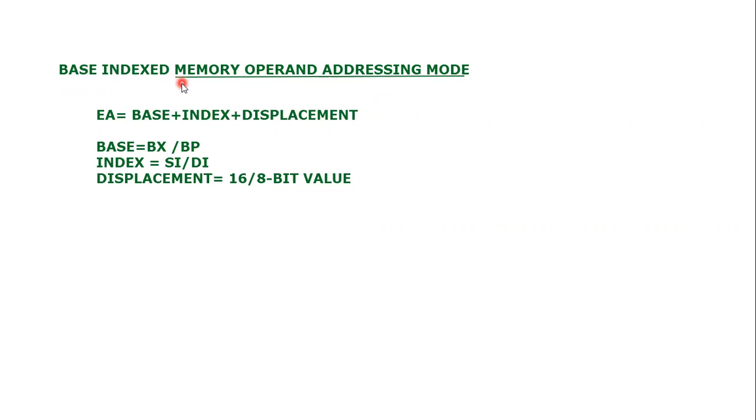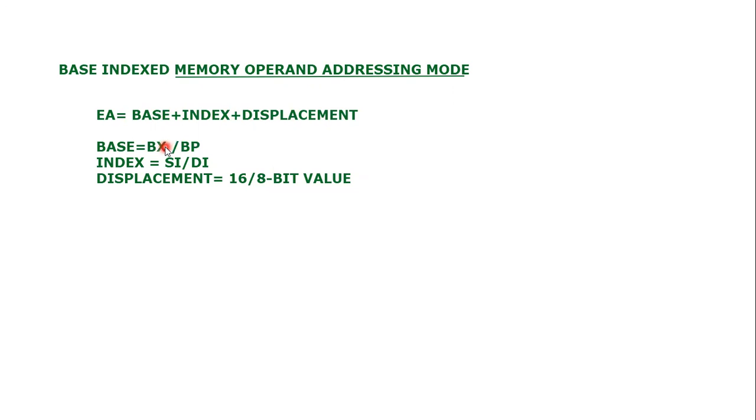So in this addressing mode, one of the operands should be memory because we are talking about memory, but the effective address calculation will be using both base plus index. That is why it is called based indexed memory operand addressing mode. So we will be using base as well as index and plus displacement as well. So we need to have both base plus index, right?